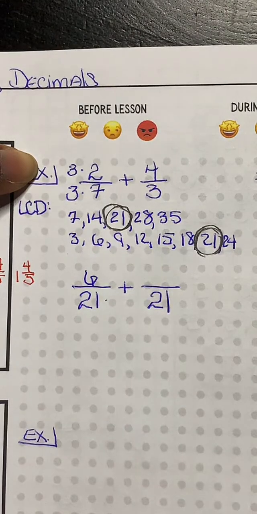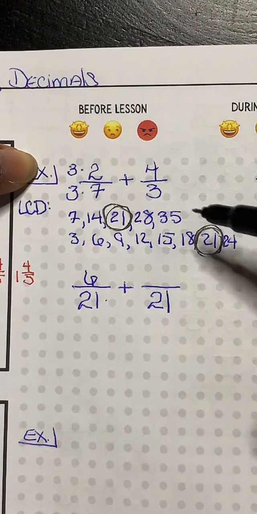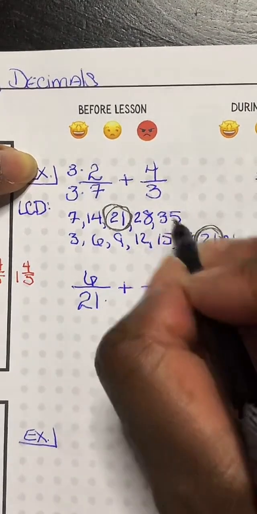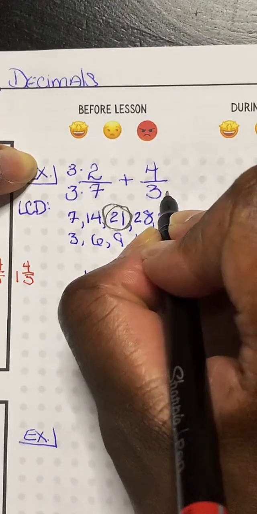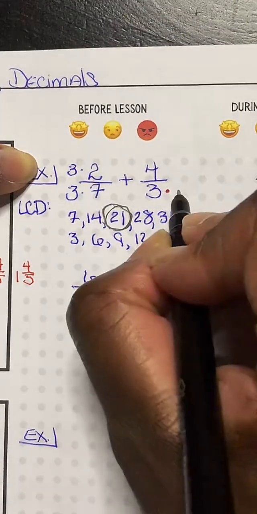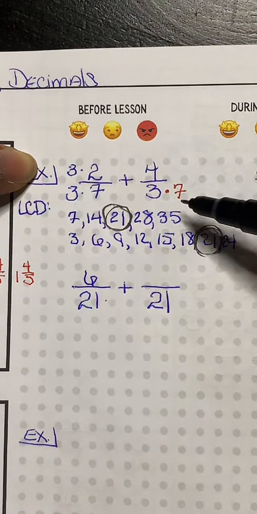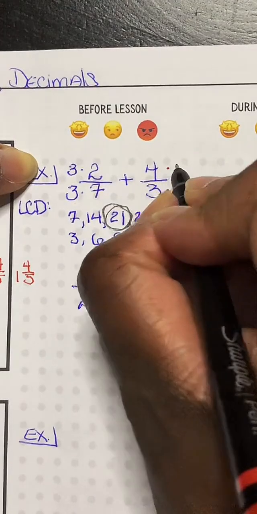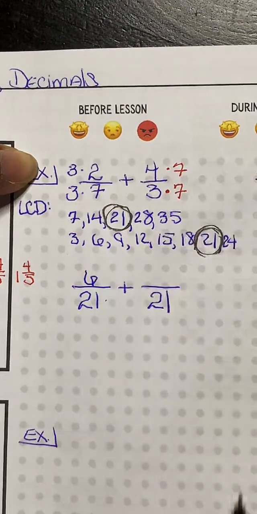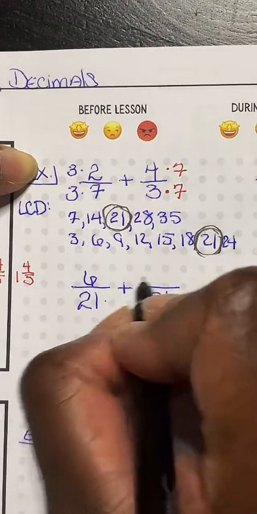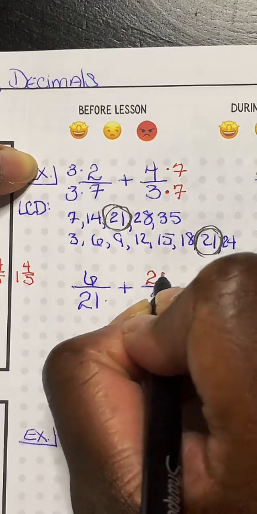So now for the other one, we need to change the 3 to a 21 through multiplication. So that means I need to multiply it by 7. Whatever I do in the denominator, I have to do in the numerator. So 4 times 7, 28.